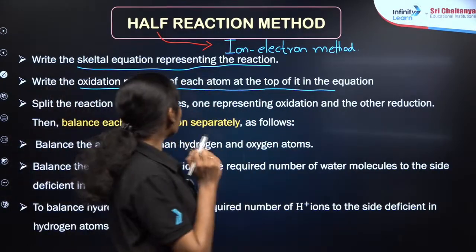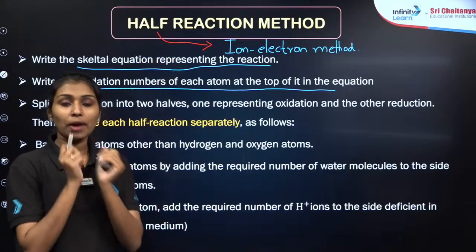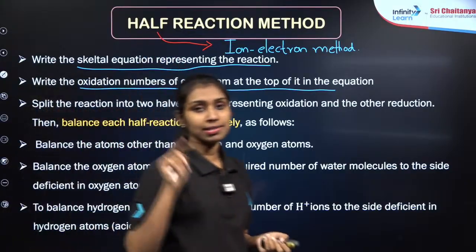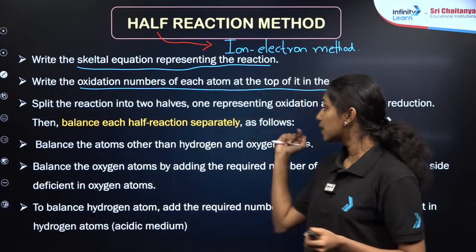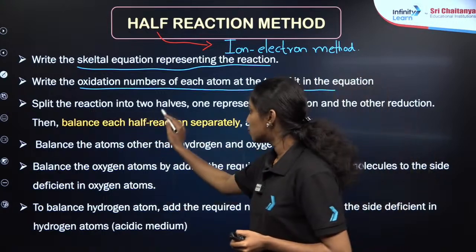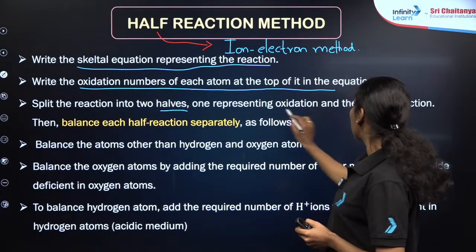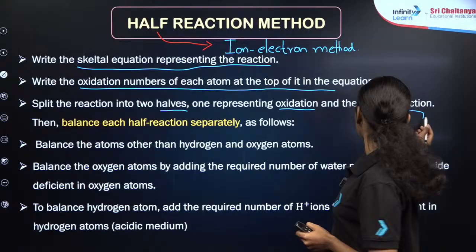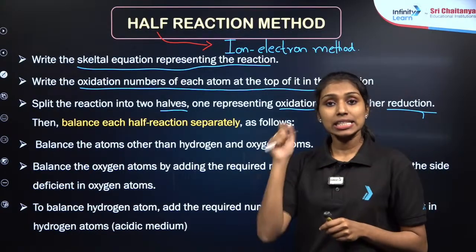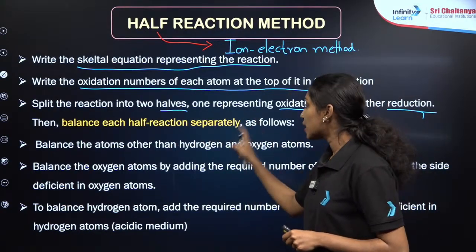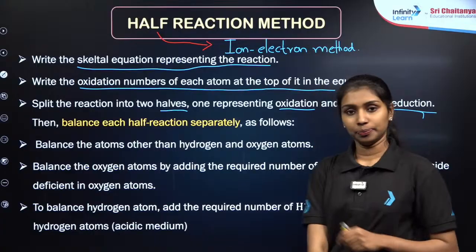Then here you have to take the half reactions, right? You have to split the whole reaction into two halves. One is the oxidation half and the other is the reduction half. Then balance each of the half reactions separately by this method.